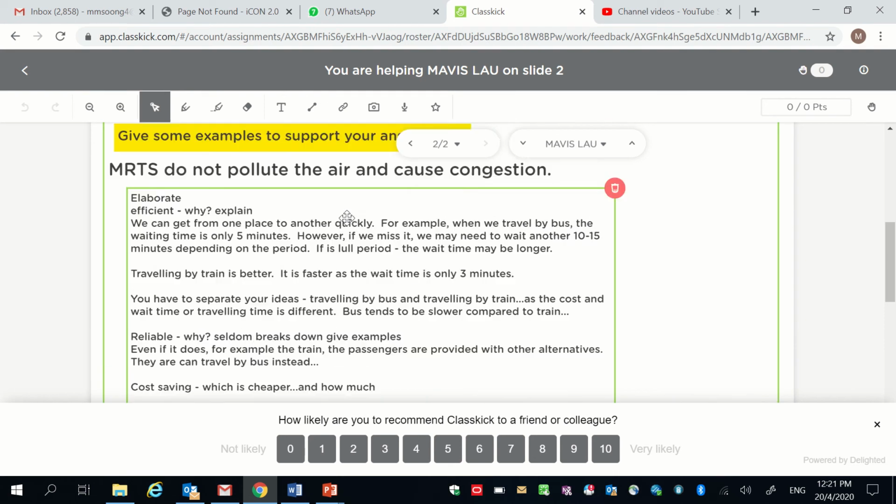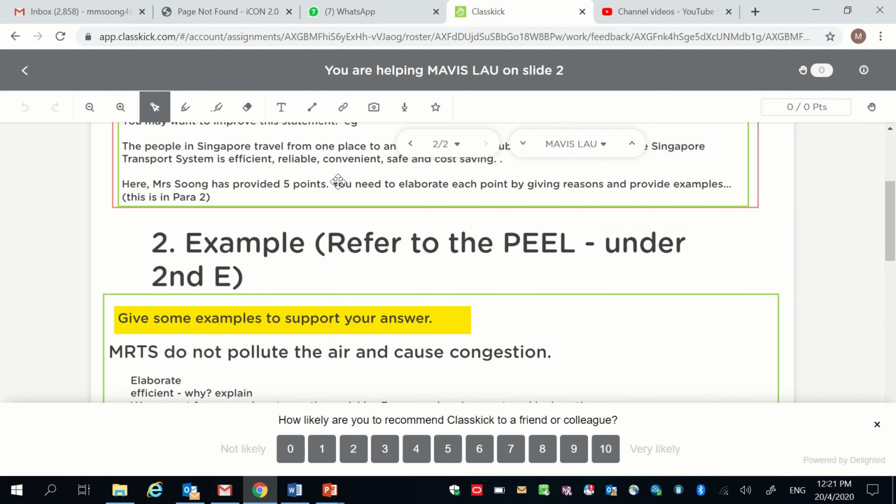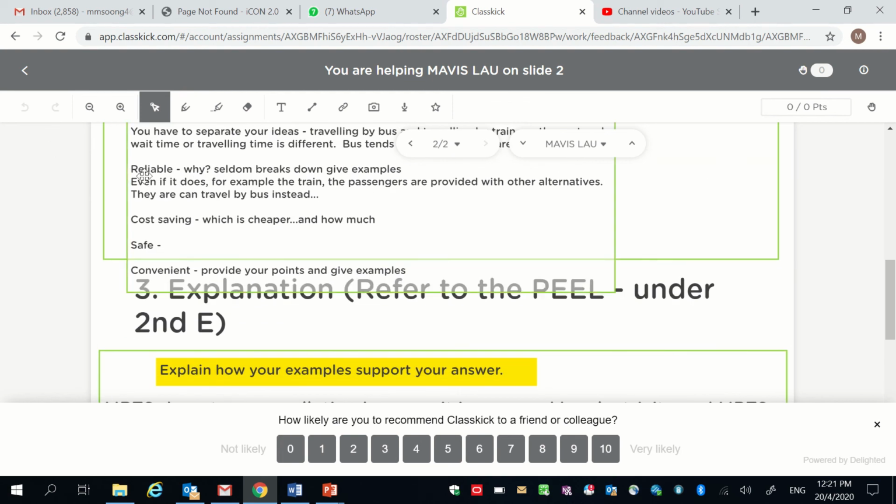Then the next point you mentioned is reliable, correct? You said it is reliable. Okay, now then you talk about why it is reliable. Then you can mention that it seldom breaks down. Then you have to elaborate and give examples.